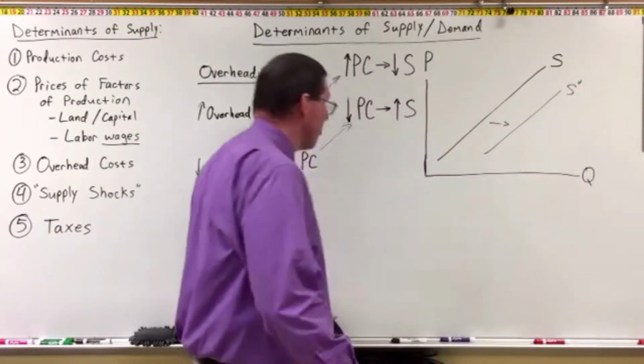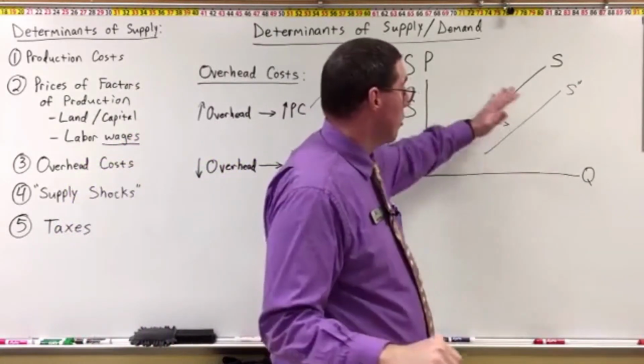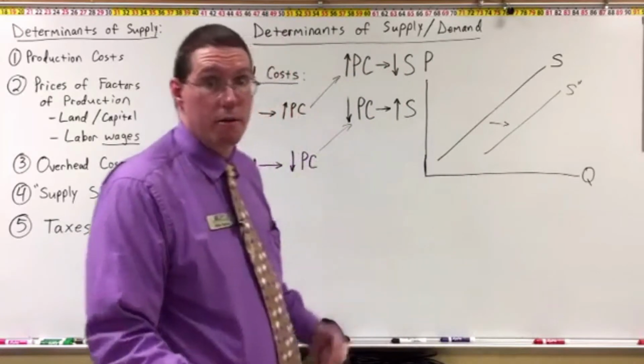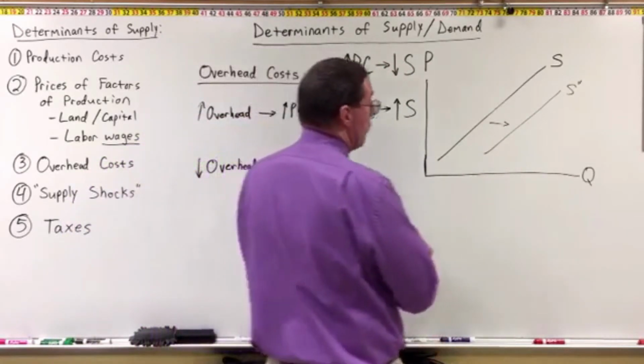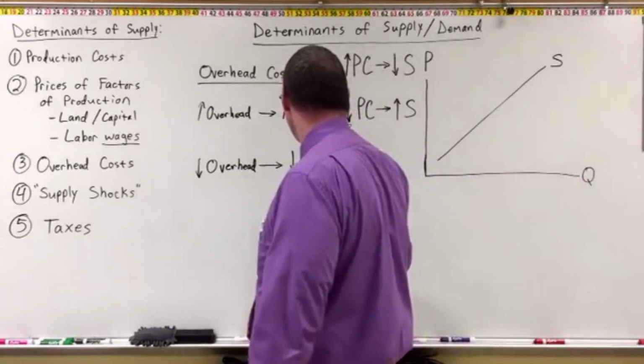Isn't that awesome? That is good stuff. We like it when the supply curve shifts to the right. We don't like it when the supply curve shifts to the left. That's not as good. Okay, but it happens. Sometimes it's good for the economy, but it's not good for our business. All right? So that's overhead costs.